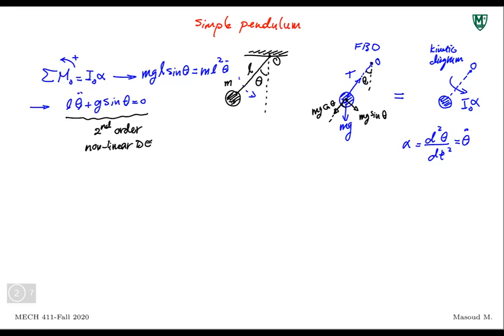So I'll do a trick to be able to move forward. I'll linearize this equation. How do I do that? Well, which part is making this differential equation nonlinear? The sine function. So I want to try to get rid of that sine theta there. How do I do it? Now, I make a simple assumption that I just want to study the system for small values of theta.